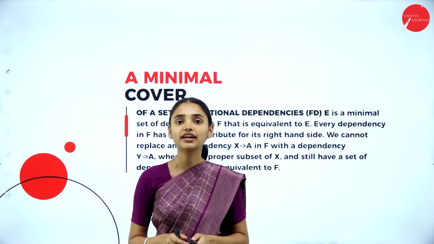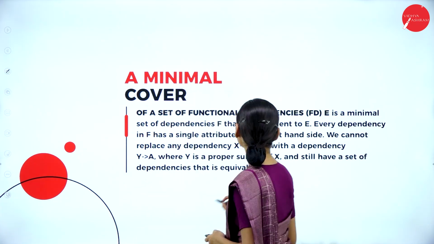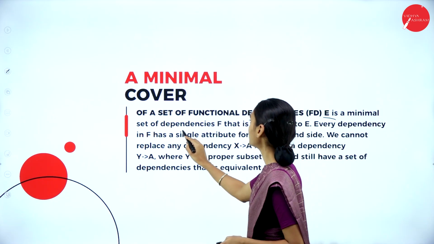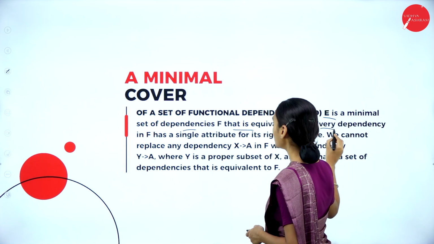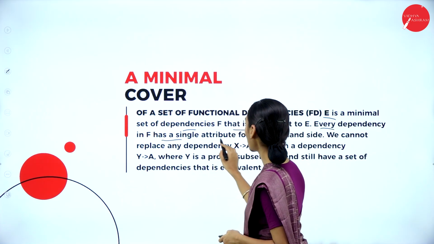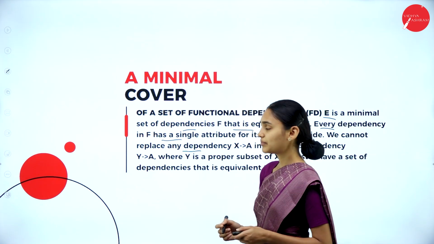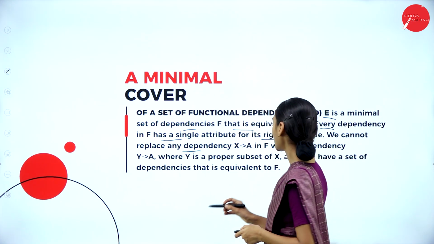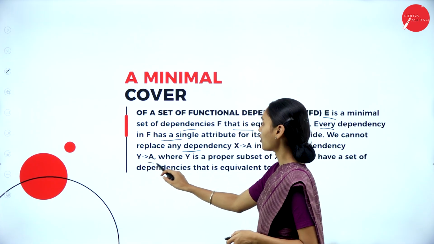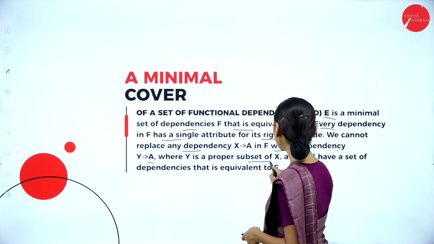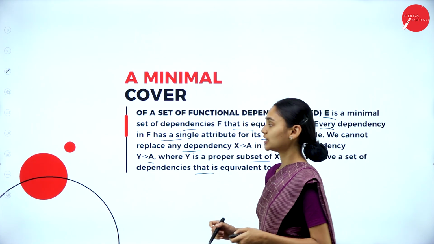Next is minimal cover. In minimal cover, every dependency has a single attribute on its right hand side. E is a minimal set of dependencies and F is equivalent to E. Every dependency in F has a single attribute on its right hand side. We cannot replace any dependency X with a proper subset Y of X and still have a set of dependencies that is equivalent to F.